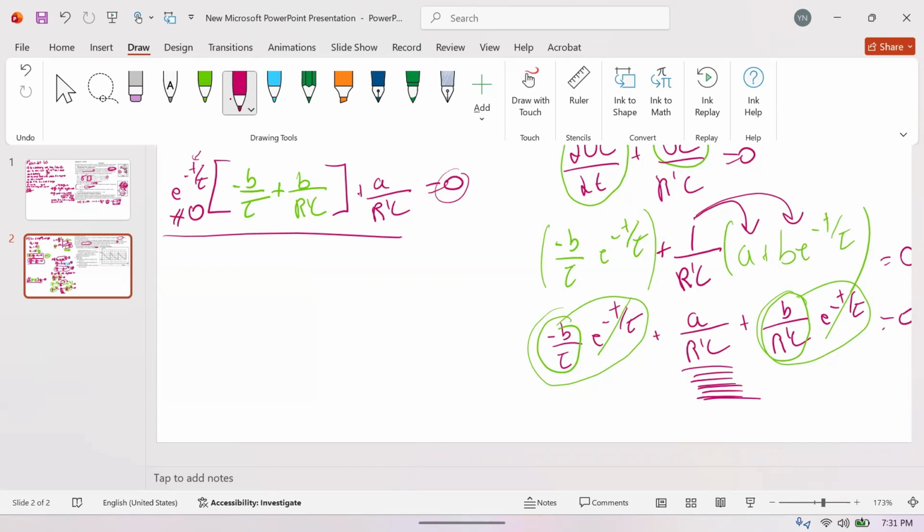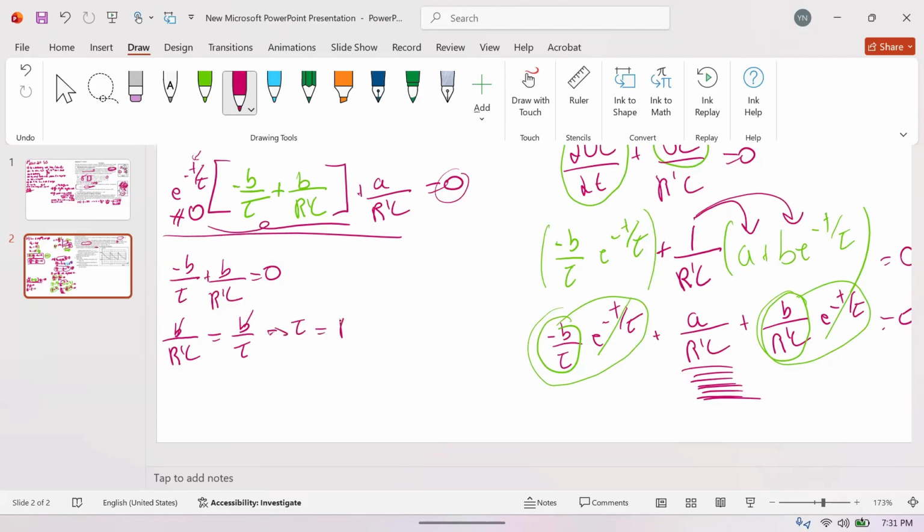The exponential itself cannot be crossed out because it's not 0. Okay, again. How can I say that the exponential is 0 and remove it? It's not. So I try to attack its factor, which is the bracket. So minus b over tau plus b over r prime c should do the job and remove the exponential from my equation. Now take each fraction to one side and remove what's common. Then I will be getting 1 over r prime c equals 1 over tau. Switch them.